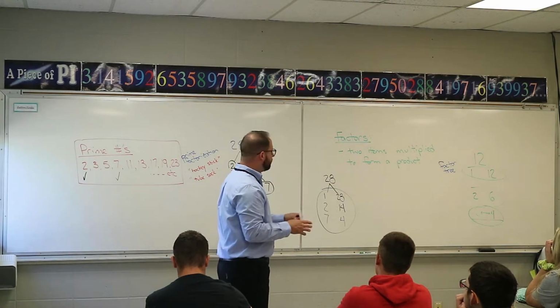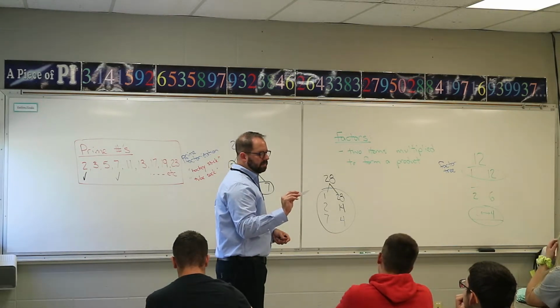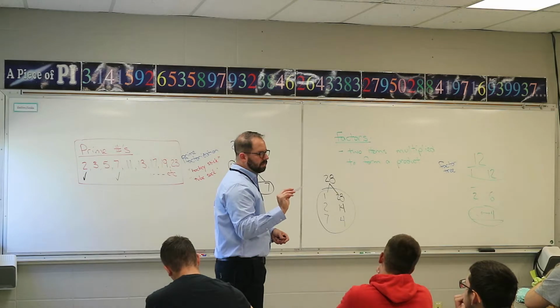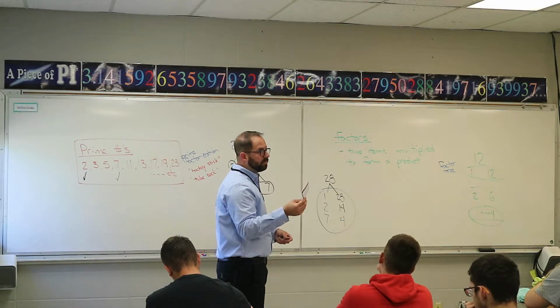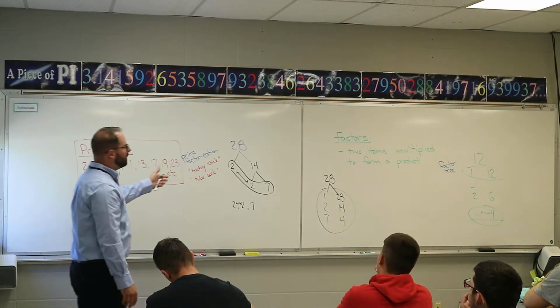I mean, the problem is, what is it? 2 and 14? I don't think that is even on this list, is it? For 28, maybe it is. 2 and 14. No, because it doesn't go to 14. So that's where that list would fail. That's why this would be the easiest way to do it.